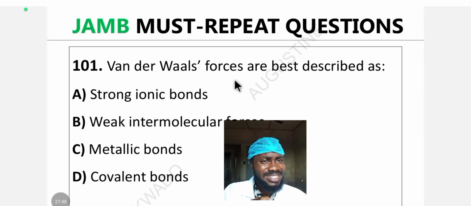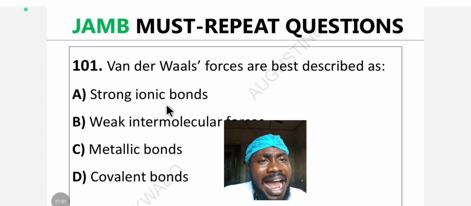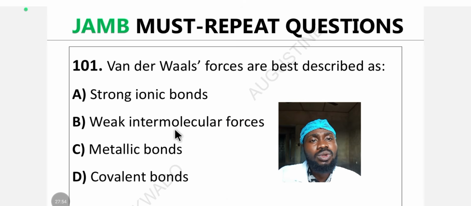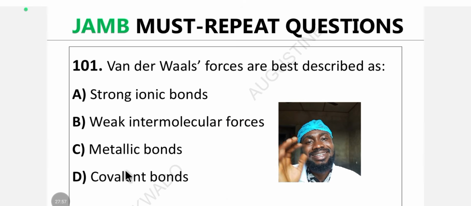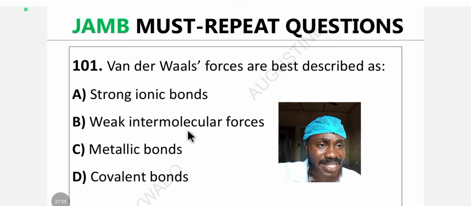Question 101. Van der Waals forces are best described as A. Strong ionic bonds. B. Weak intermolecular force. C. Metallic bonds. D. Covalent bonds. What's the answer? Drop the answer in the comment section.